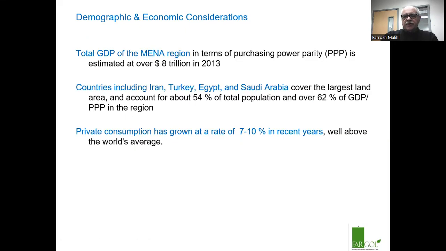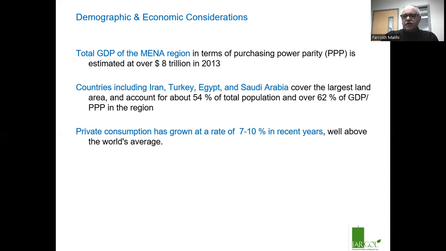Demographic and economic consideration: total GDP of the MENA region, in terms of purchasing power parity, was estimated at about 8 trillion in 2013. Countries including Iran, Turkey, Egypt, and Saudi Arabia cover the largest land area and account for about 54% of total population and over 62% of GDP in purchasing power parity.